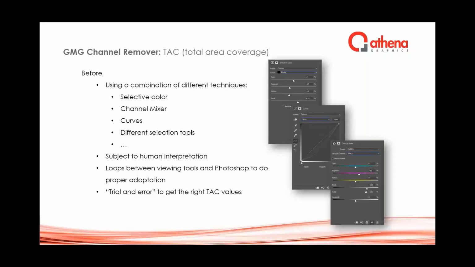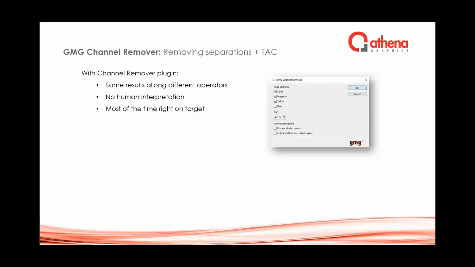To have a good result, we then switched to a viewer where we can see the total area coverage. If they are above it, then it was highlighted. If there were still zones above it, we had to return to Photoshop, do adjustments, view again, and so on and so on. So very often it was trial and error to get the right values.